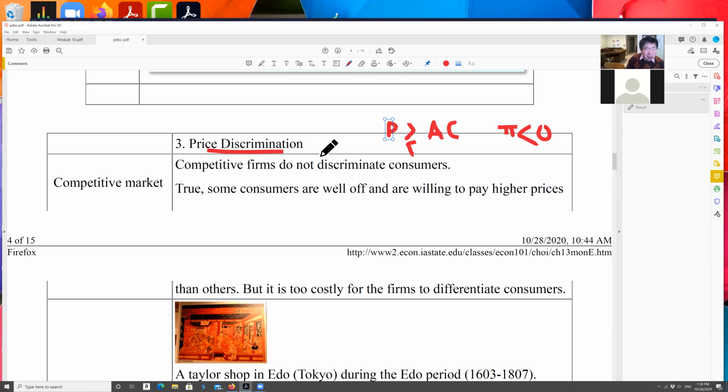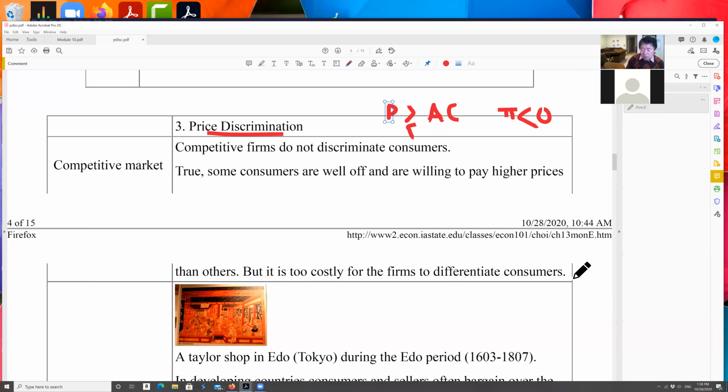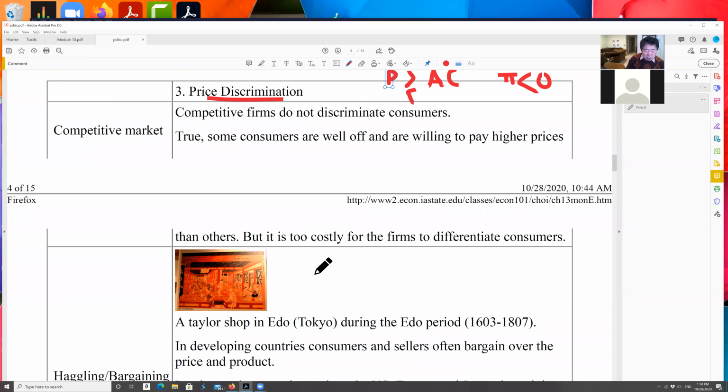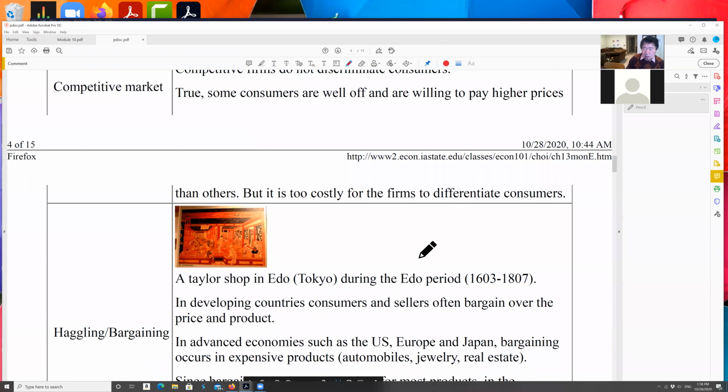So how can you do that? Well, we know from experience, when you travel to other countries, shopping malls or outlet malls. In many countries, haggling occurs. What is haggling? In the United States, we have list pricing.